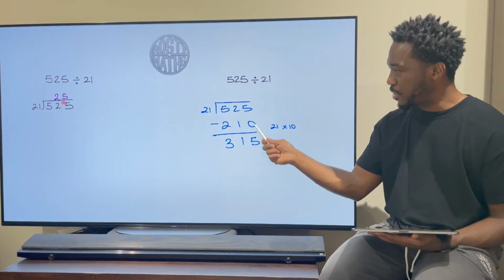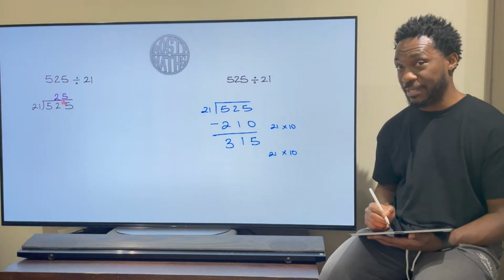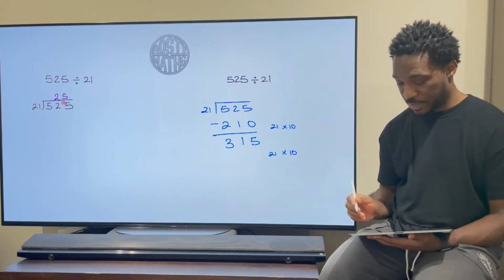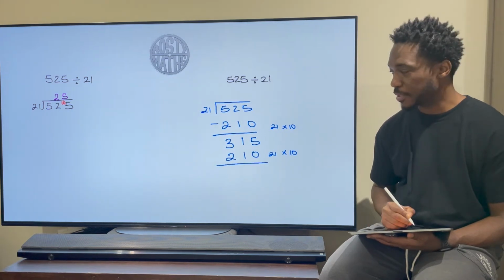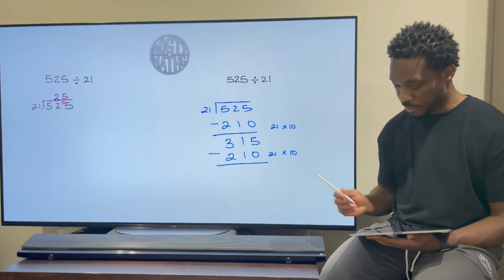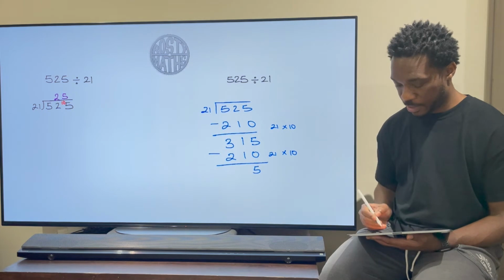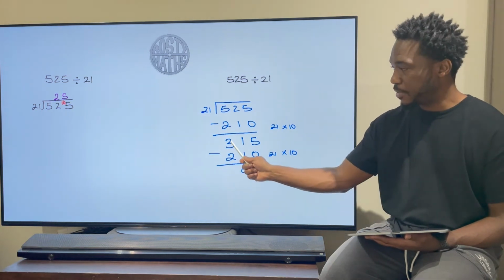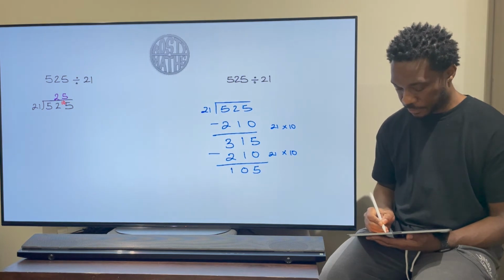Now I know that 210 is smaller than 315, so guess what I'm going to do? 21 times 10 again. And when I do 21 times 10 again, I get another 210. And then I subtract again. So 5 take away 0, that's 5. 1 take away 1, that's 0. And then 3 take away 2, that's going to be 1.